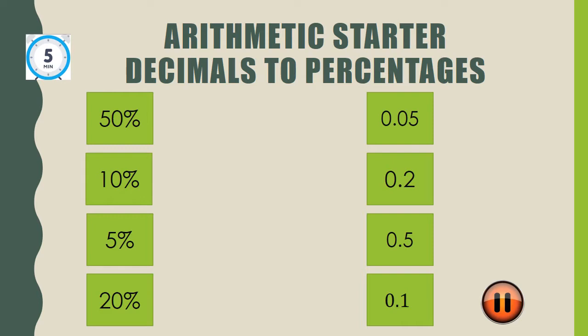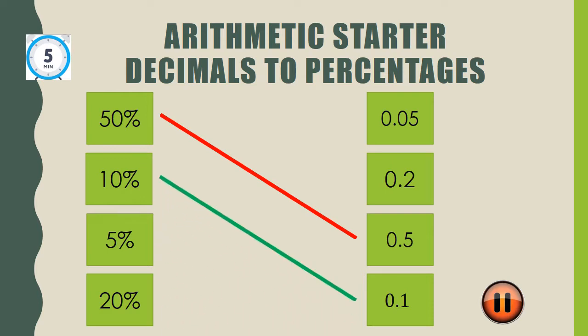Excellent. Now let's go through the answers. 50% is the same as 0.5. So if you're trying to find 50% of an amount, it's the same as multiplying by 0.5. Finding 10% of an amount is the same as multiplying by 0.1. 5% is the same as multiplying by 0.05. And finding 20% of an amount is the same as multiplying by 0.2. So well done if you managed to get those.